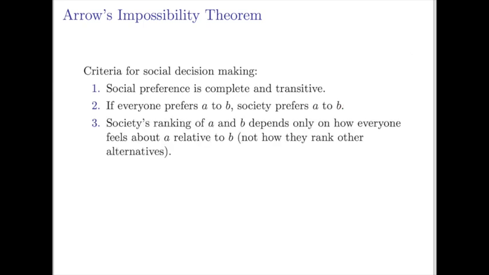The third requirement is that society's ranking of A and B should only depend on how everybody feels about A relative to B. If I'm interested in whether we should do alternative A or alternative B, I should just be able to ask everybody how they feel about A and B. It shouldn't matter where C is in everybody's rankings.